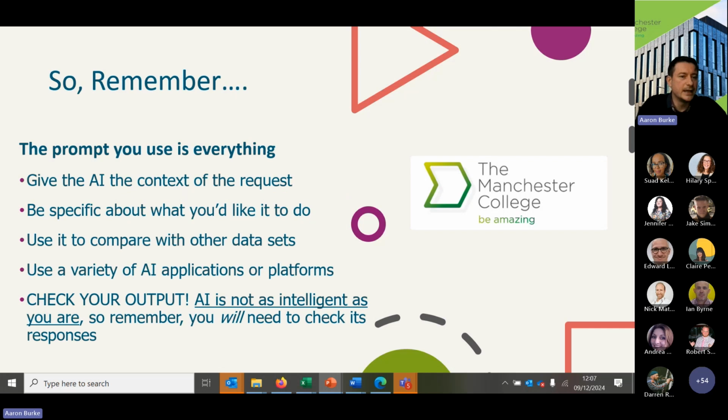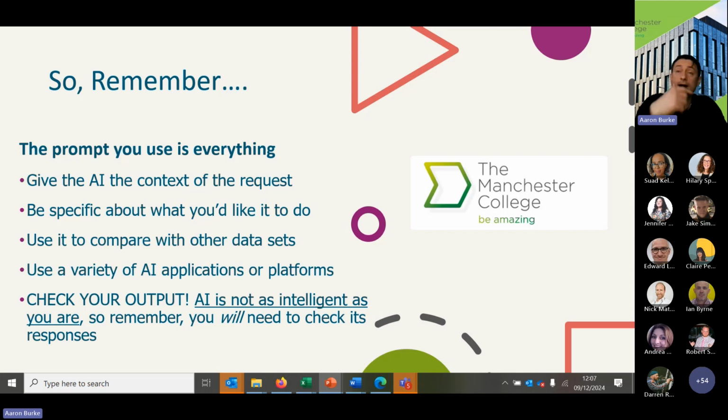But the important thing to remember with this is that the prompt that we provide is absolutely critical. So do remember to give the AI, whichever one you're using, the context first. Be really specific about what it is that you're wanting to do. You can use it, as we've just done then, to compare it with other data sets.